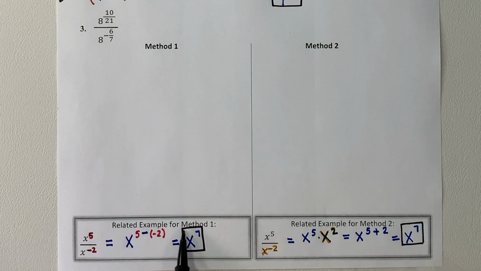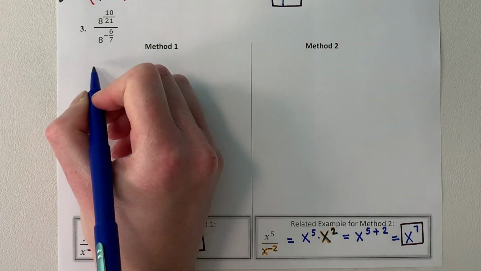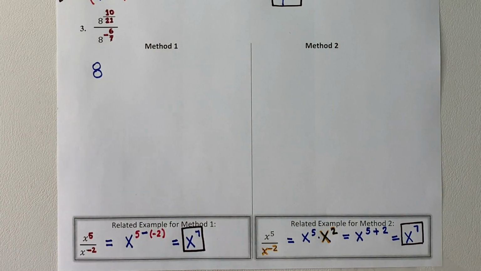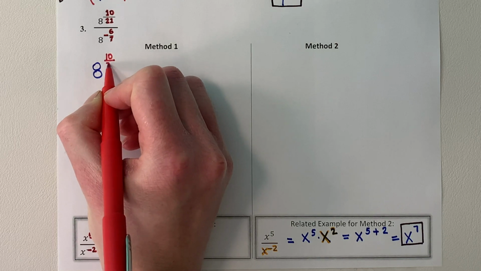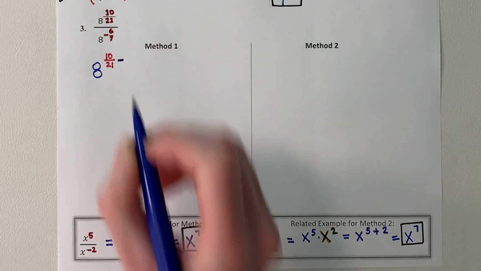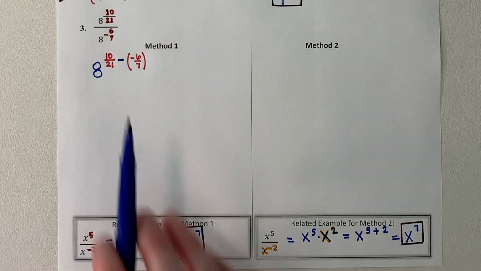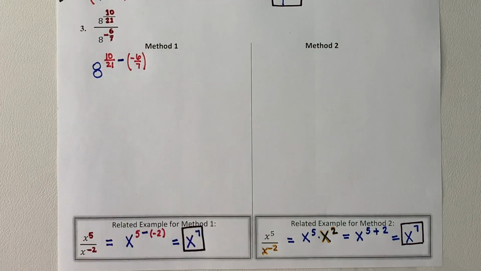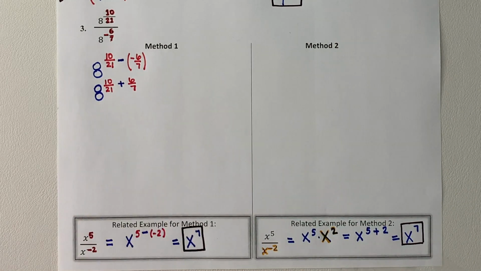If we use method 1, we're going to be using the quotient rule, which says when you divide two quantities with the same base, we keep the base and we subtract the exponents. So we're going to take 10/21 and we'll subtract this exponent, -6/7. Now, subtracting a negative is equivalent to adding. So I've rewritten this as 10 over 21 plus 6/7.